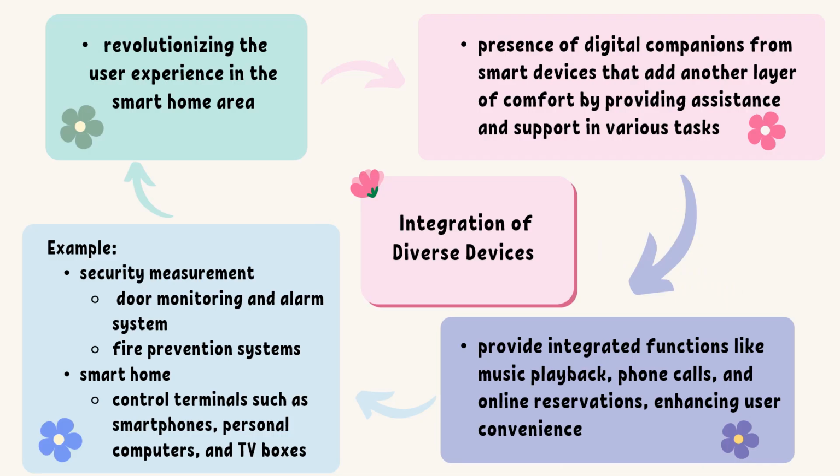Alright, so the last point of the needs is integration of diverse devices. The example for this point is the security measurement and the smart home. For example, the smart home can control terminals such as smartphone, personal computer, and TV box by their phone application.